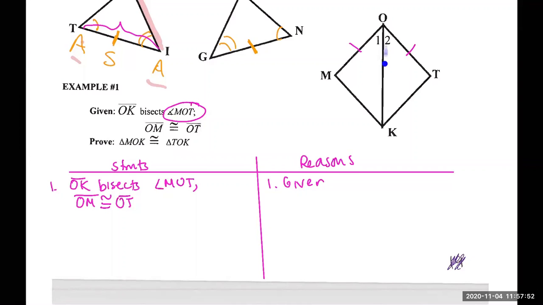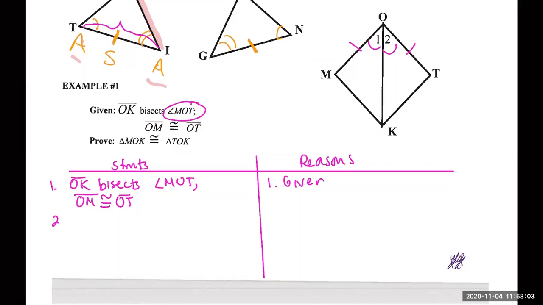Again, think of OK as the knife, cutting this angle in half. If it cuts that angle in half, then on my diagram, I'm going to mark angle 1 is congruent to angle 2, or MOK is equal to TOK. That one's correct too. So what do you think the reason is? We said we bisected an angle. Very nice. Definition of angle bisector. That's what an angle bisector does. It cuts a bigger angle into two congruent angles.